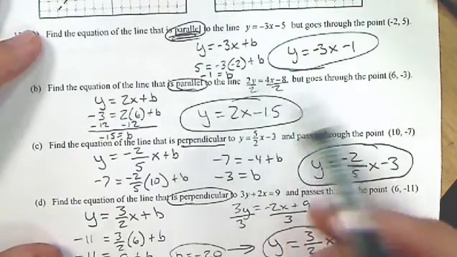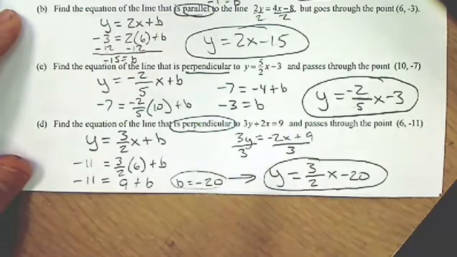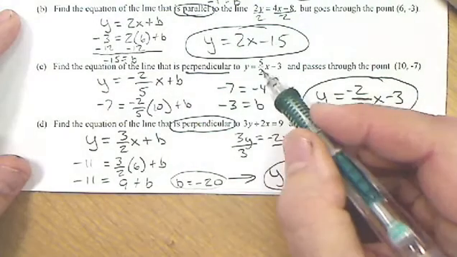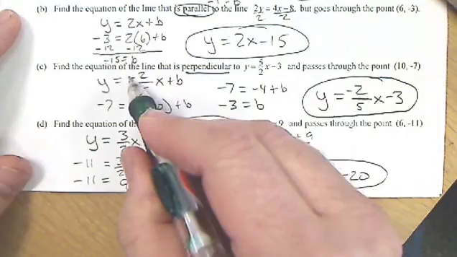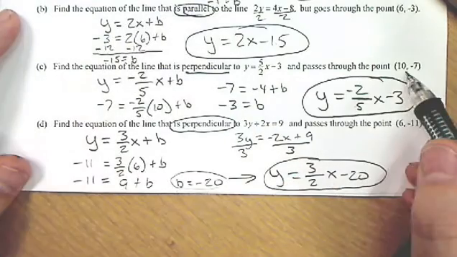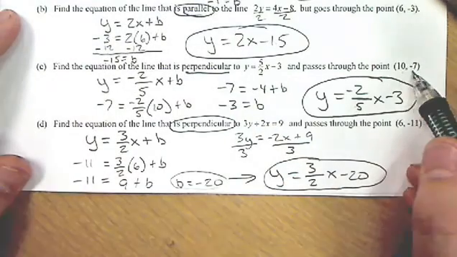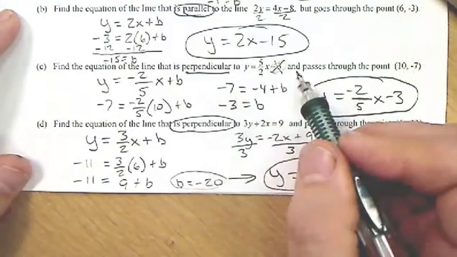-15 is my y-intercept. Perpendicular means the opposite reciprocal. So my slope is 5 over 2, then it now is 2 over 5, but it has to be negative. That's the opposite part. Reciprocal is flipping it. Plug in your point, 10, -7, because we still don't know the y-intercept. That's the y-intercept of the other line. We need a new line.